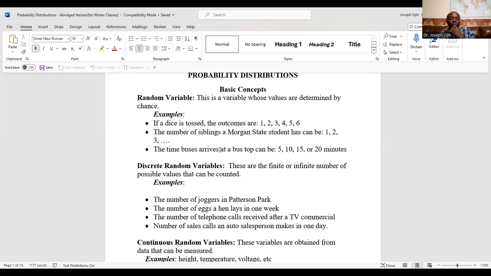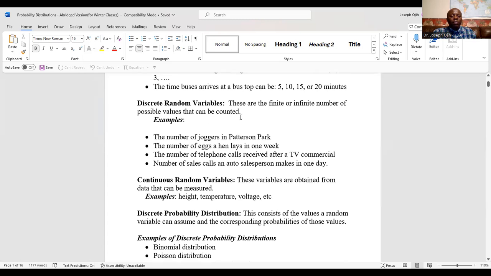Now, the number of siblings that somebody might have. For us, it is random because we meet people at random. So the number of siblings of people we meet at random is also a random variable for us. Now, that's what we call a discrete random variable. They are called discrete random variables because they assume a finite or infinite number of possible values that can be counted.